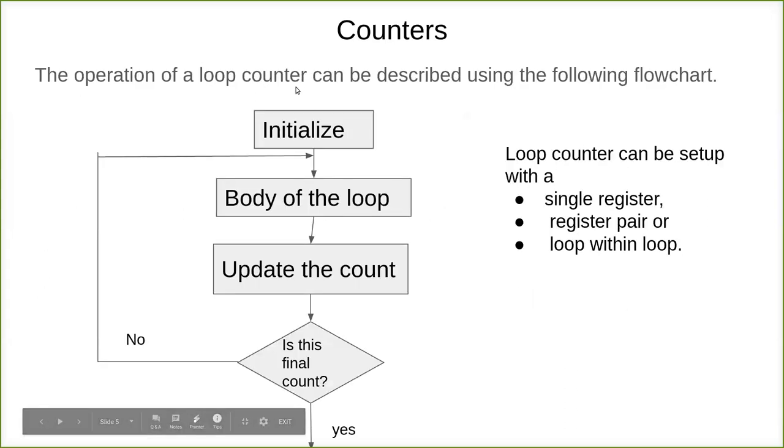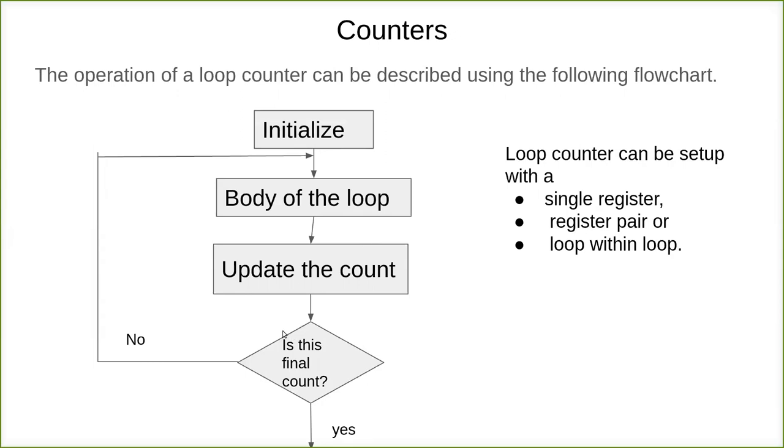The operation of a loop counter can be described using the following flow. Initialize, meaning initialize the counter. Then you move inside the body of the loop and update the count, either by decrement or increment. Has it reached the final count? If yes, come out of the loop. If no, do the looping again.